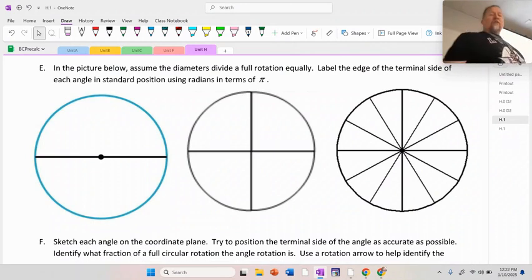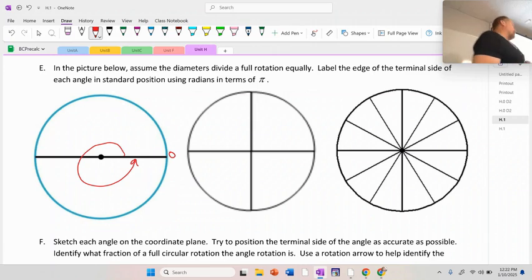Okay, so the first circle I have here is this is 0. And then what did we find out from the video? What does that angle measure? What's a full rotation? Not 360 in radians. 2 pi. We got to do radians. Yes, it's 360 in degrees. You're right. And I said I would do the corresponding degree measures.